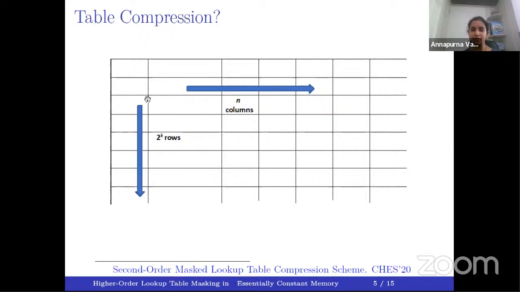The first approach of reducing the number of rows we explored in the previous CHES 2020. There we opted for a second order compression, but the extension of the second order to higher orders is still an open problem. So in this work, we opted for reducing the number of columns.